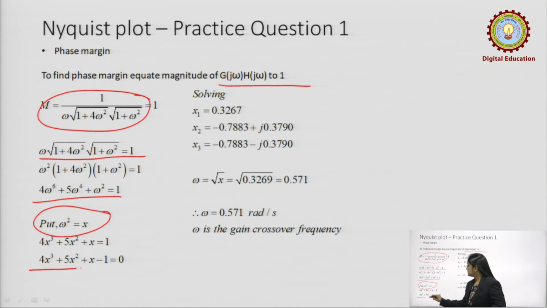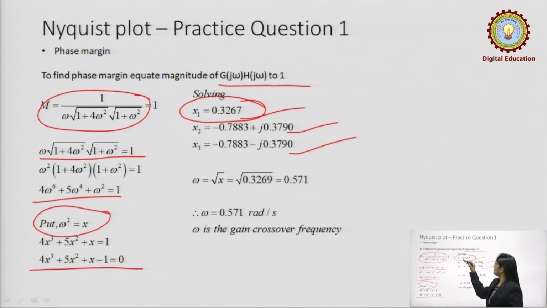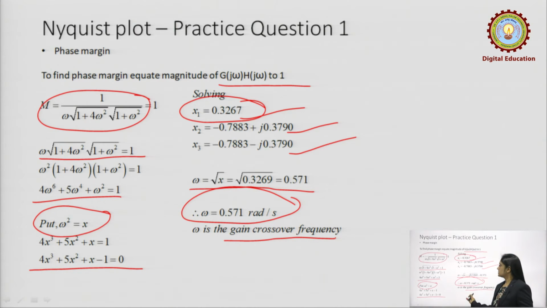When we solve this, we find these values of x, that means omega. This is the value of frequency we are considering, because these are not imaginary frequencies, and the value to be taken for omega is 0.57. This omega is the gain crossover frequency, because at this frequency the magnitude is 1. So, this is known as the gain crossover frequency.